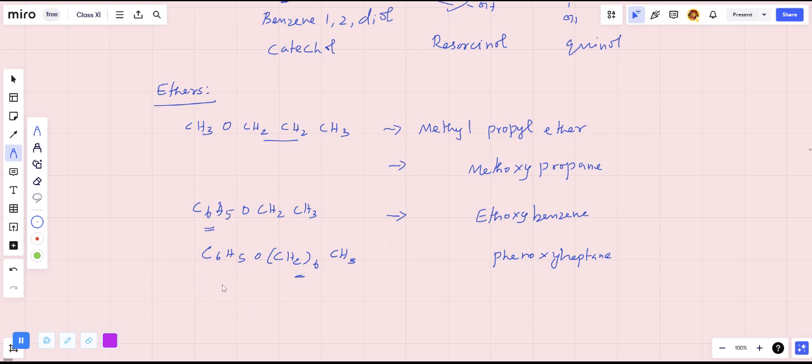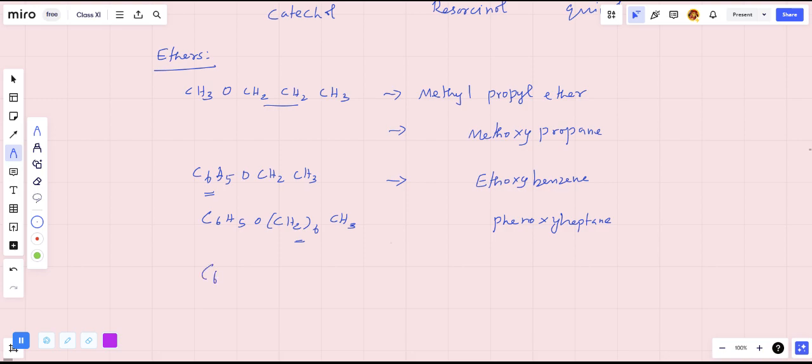One more example, we'll see that C6H5O, CH2, CH2, CH, CH3, CH3. So which side has more carbon? Again this side. So it should end with benzene. But what benzene? This you have to name now. Now you have to give a name for this one.